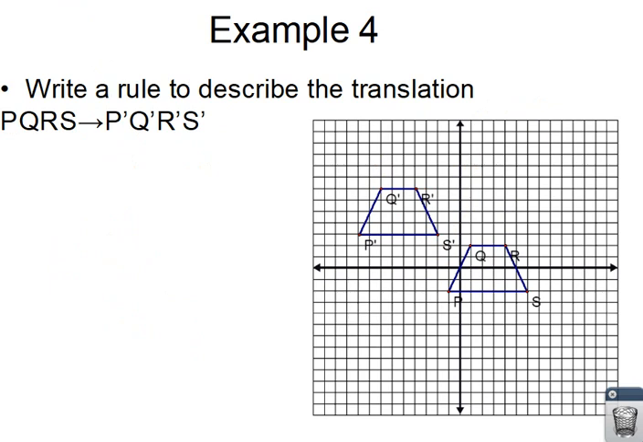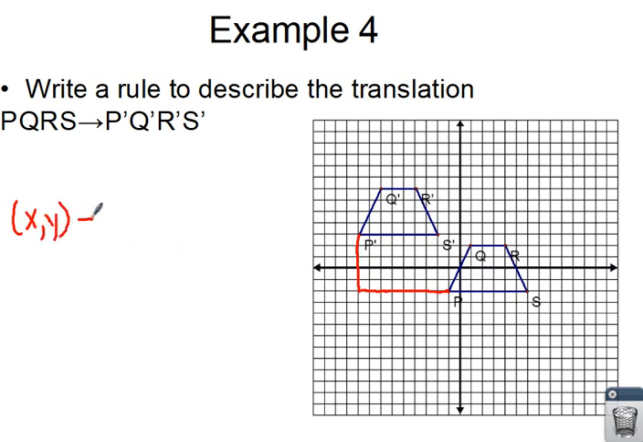Alright, this time we're going to go backwards. I want a rule this time. We start at PQRS and we go to P prime, Q prime, R prime, S prime. So you need to look at 2 points that are the same. So let's look at the P's, okay? P starts here, moves to the left, and then it moves up. So we need to write a rule for this.